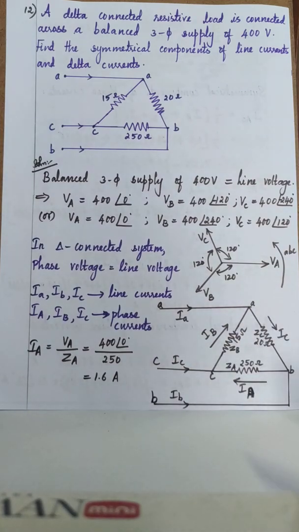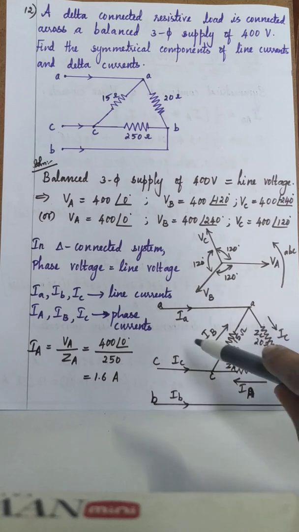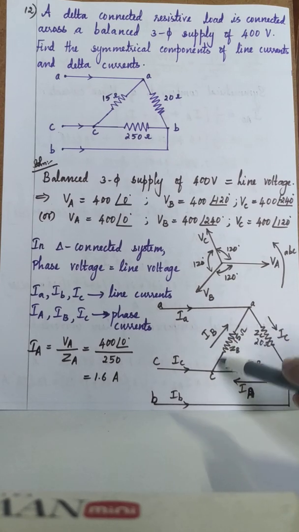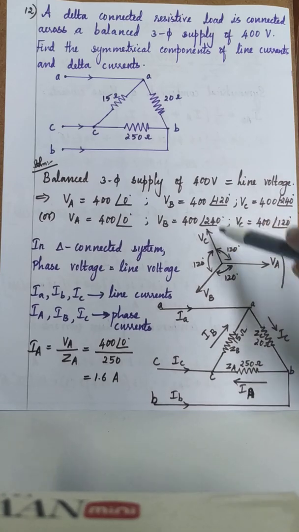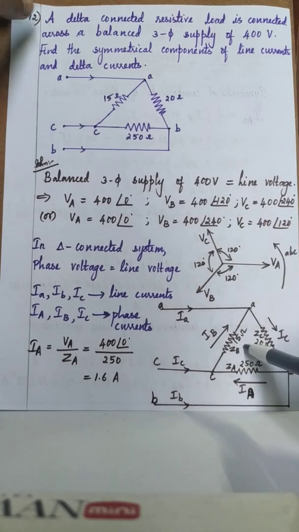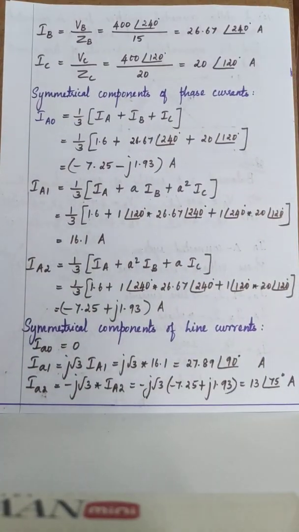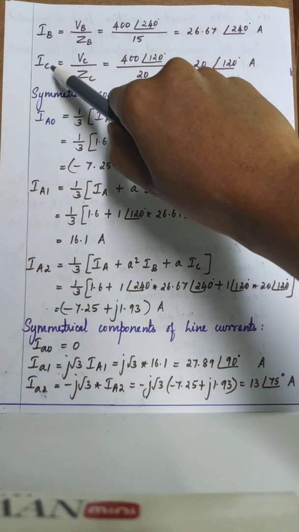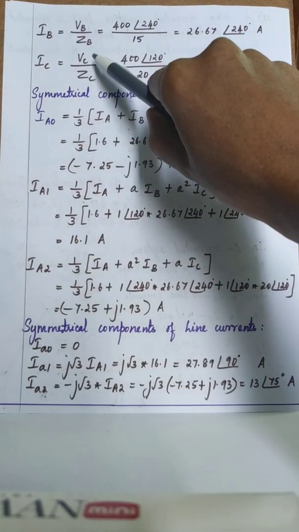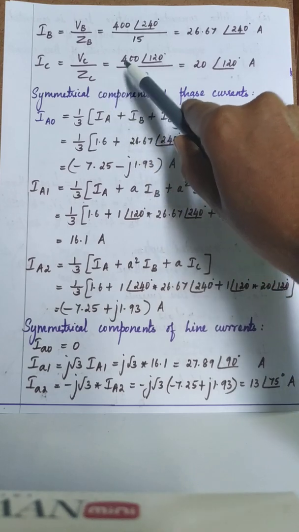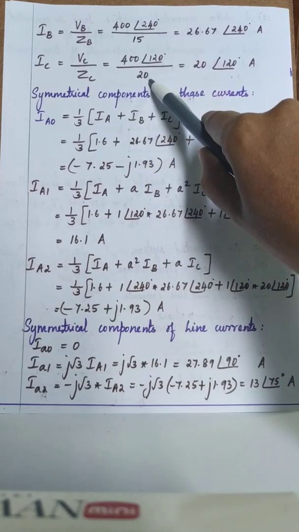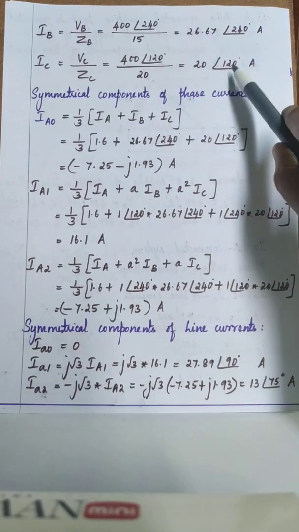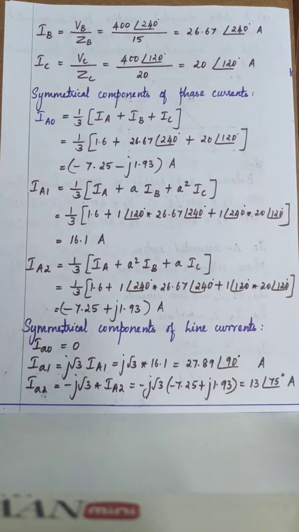In the same way, calculate I capital B as V capital B divided by ZB. What is V capital B? Which is 400 angle 240 divided by 15, which is 26.67 angle 240. And I capital C is equal to V capital C by ZC, which is equal to 400 angle 120 by 20. You will get 20 angle 120 degree amperes.